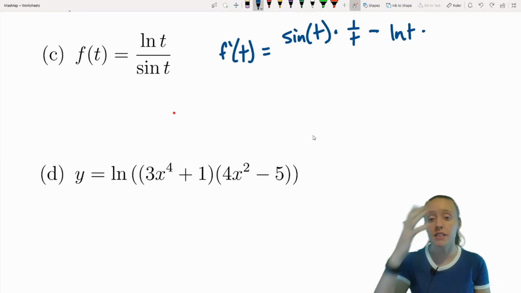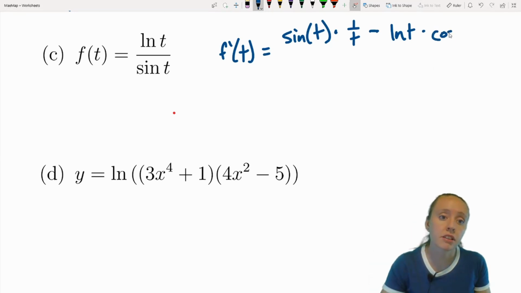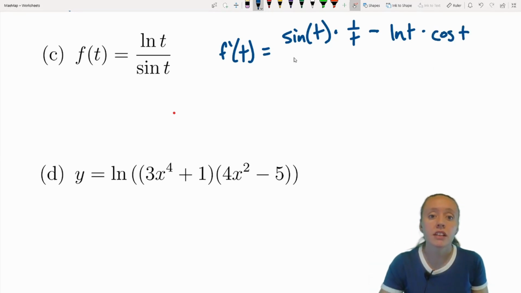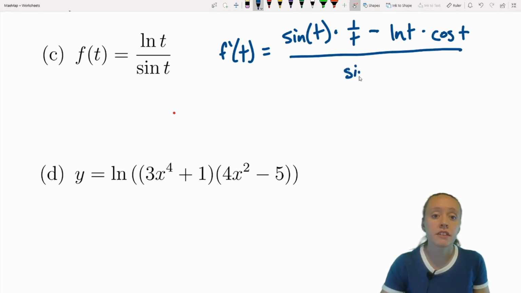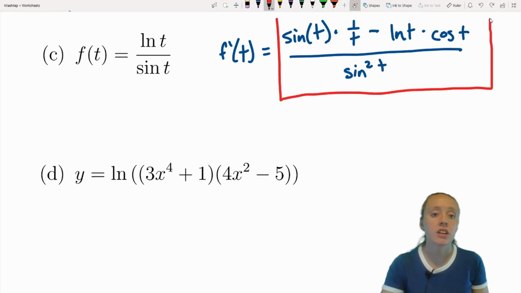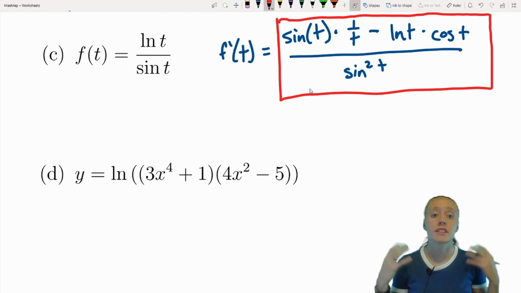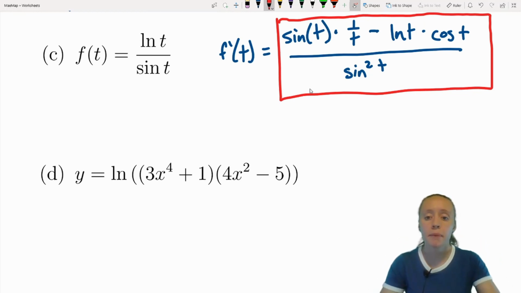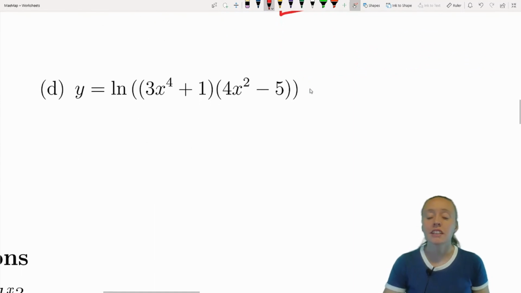What's the derivative of sine of t? That's going to be a positive cosine of t, and that's all over our denominator squared, the sine of t, that quantity squared, or sine squared of t. And just like that, we've calculated the derivative. Sine of t over t minus ln of t times cosine of t, all over the sine of t, that entire quantity squared, or sine squared of t. Now in part D, just like in part A, we can do this one of two ways.